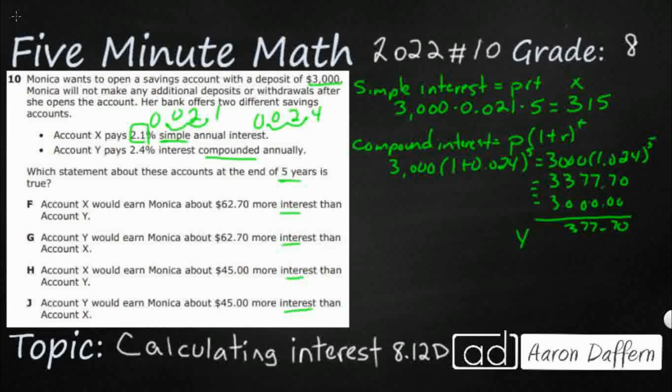All right, so account Y is going to be more. How much more? Let's take away the 315 from X to compare the two. We are going to get 62.70. That's the difference, but let's look at our answers. I see the 62.70, but we need to make sure we're doing it correctly. Account Y would earn about $62.70 more interest, because that's the one that's compounded rather than simple interest. And we are going to choose that as our answer, G.